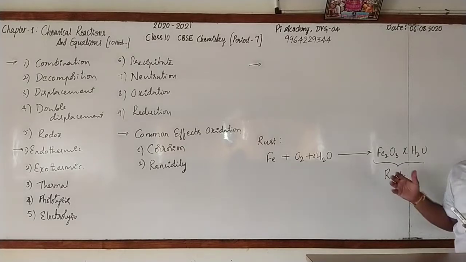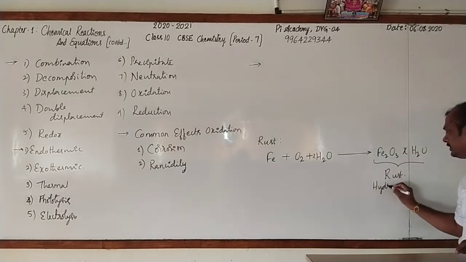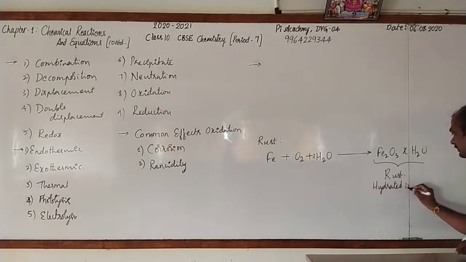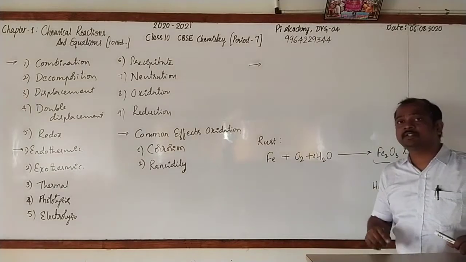And the chemical name of this rust is hydrated iron oxide. Once again, it is hydrated iron oxide. Then how do you define rust? Listen carefully.